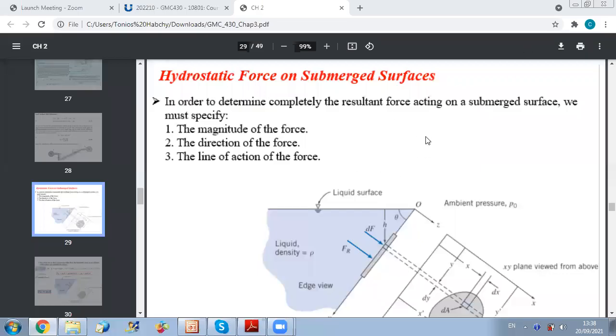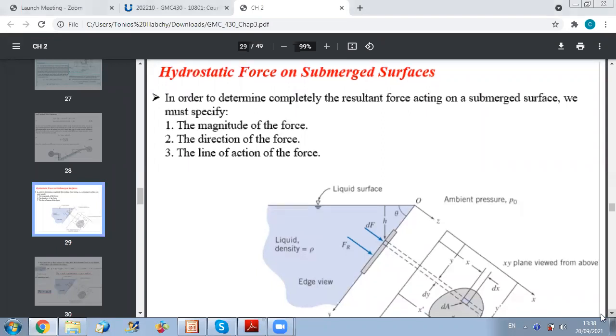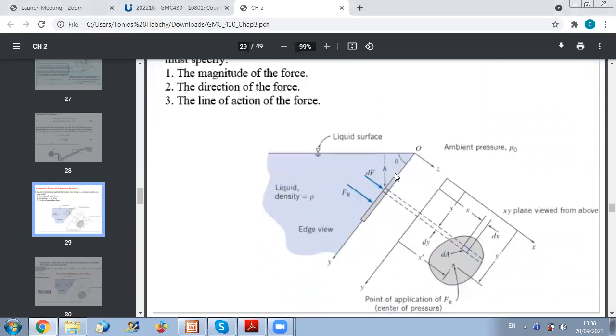So let us go in brief about how to find the hydrostatic force on a submerged surface. If you remember, what was the purpose? The purpose was to reduce the action of fluid on the surface to one force only. So we should first determine the magnitude of the force, its direction, and its line of action. Whenever we want to determine the magnitude, we need to do an integral procedure.